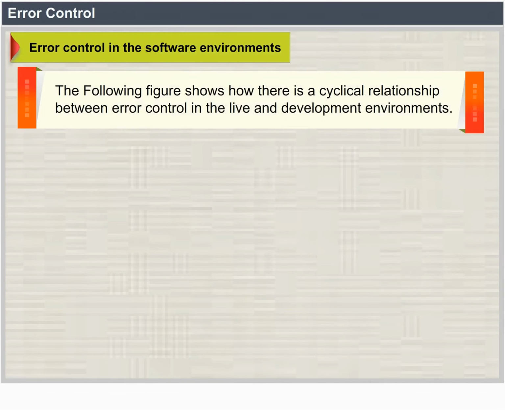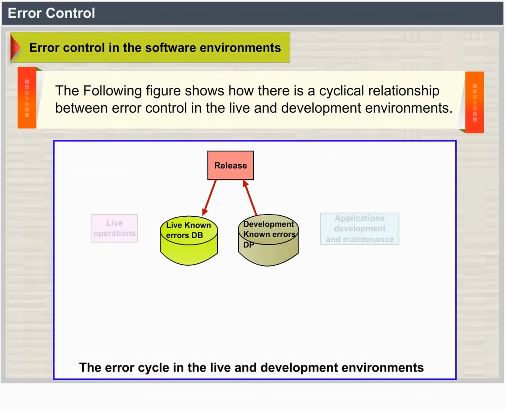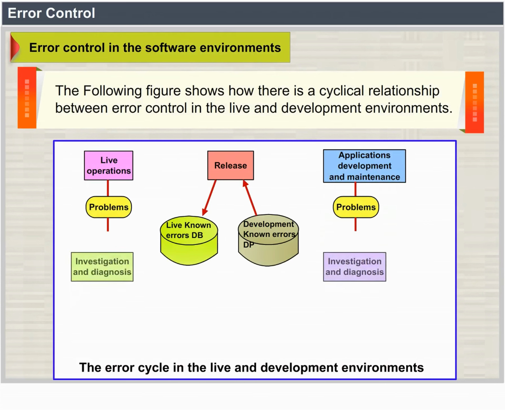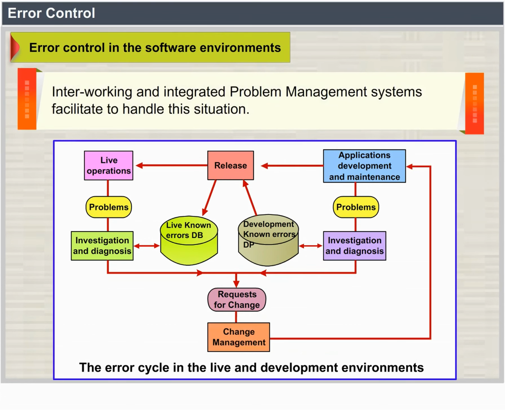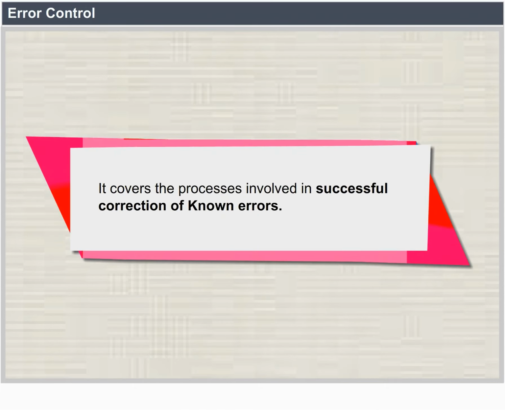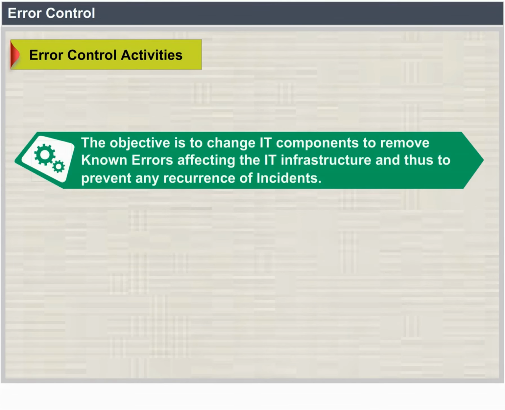Error control in the software environments. The following figure shows how there is a cyclical relationship between error control in the live and development environments. Interworking and integrated problem management systems facilitate the handling of this situation. Error control covers the processes involved in successful correction of known errors. Error control activities: the objective is to change IT components to remove known errors affecting the IT infrastructure and thus to prevent any recurrence of incidents.